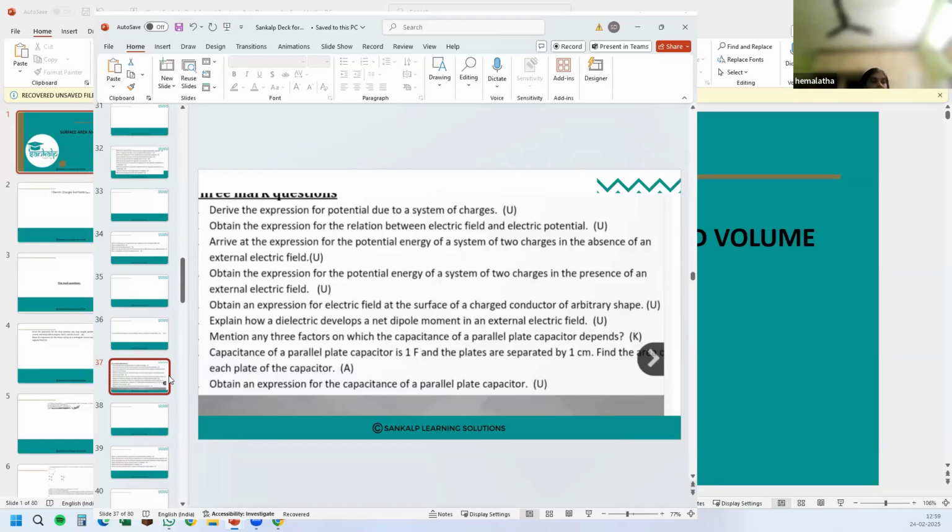In this session, we'll discuss the electric potential and capacitance chapter. In that, 3 marks questions and expected 3 marks questions and 5 marks questions.